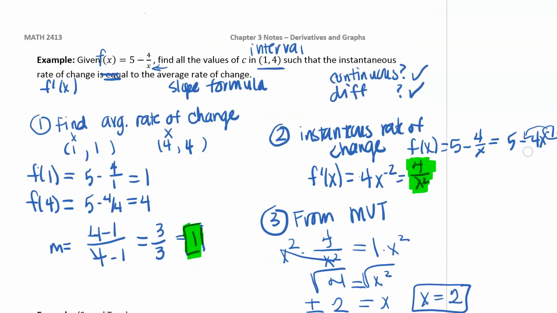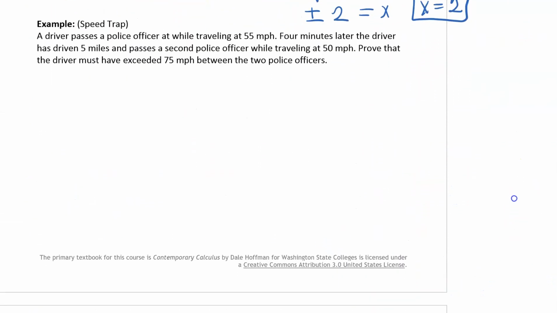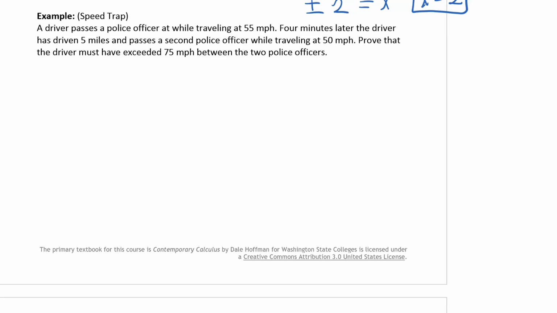Now, why do I like the mean value theorem, and where you're probably going to see it on the test? I really like this police officer question. It says a driver passes a police officer while traveling at 55 miles per hour. All right, good citizen. 4 minutes later, the driver has driven 5 miles and passes a second police officer while traveling 50 miles per hour. All right, we're not speeding again. Prove the driver must have exceeded 75 miles per hour between the two police officers. Oh, so we are just following the rules when we see a cop. I know no one ever does that.